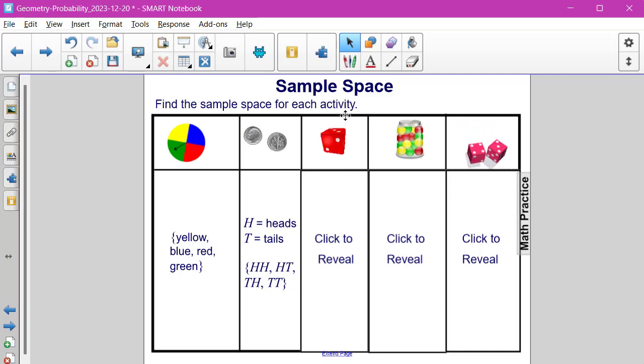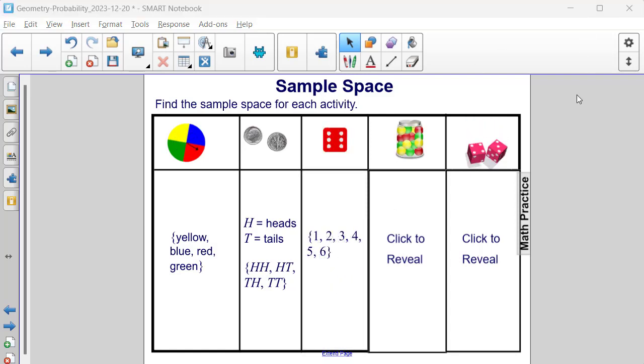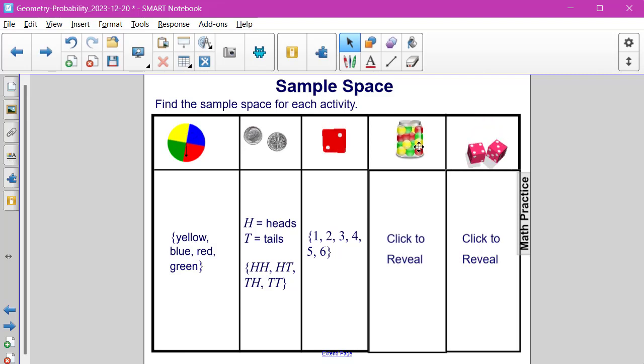Now we have a die, or a number cube. There are 6 different sides of the die or number cube, so the possible outcomes are the numbers 1 through 6. In this next one, we have marbles or gumdrops that are inside of a cylindrical container, and they have various colors. You could have yellow, green, or red. So our sample space is yellow, green, or red.